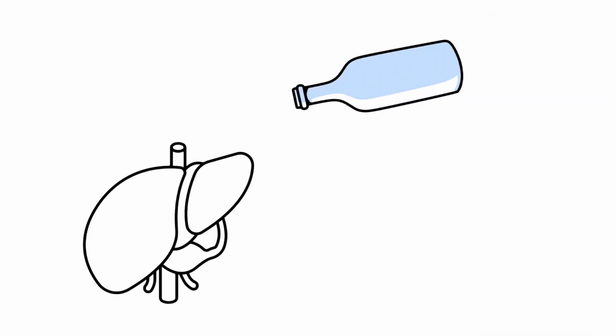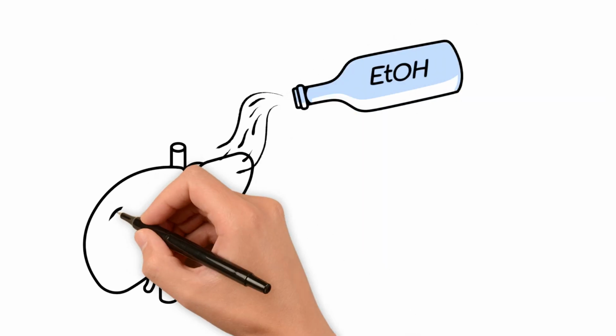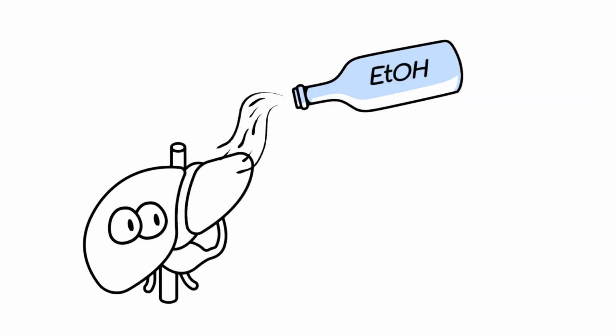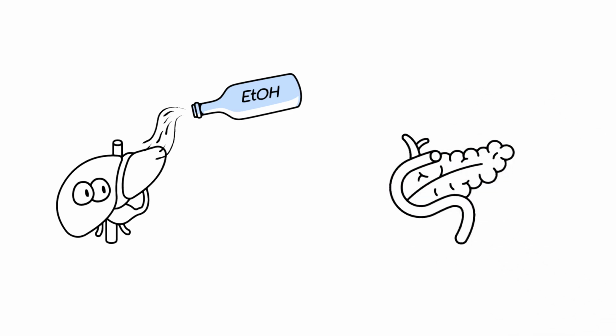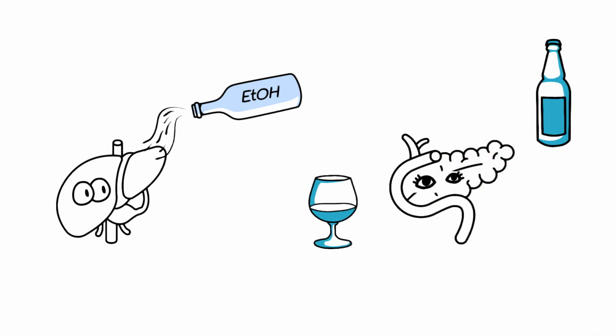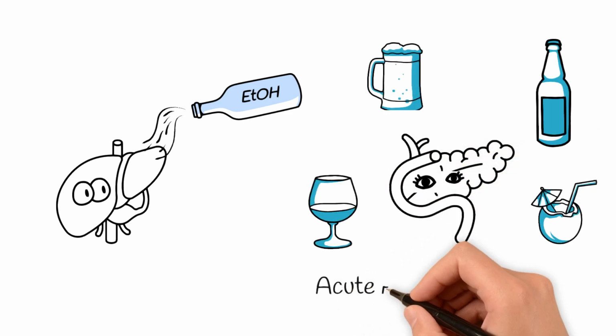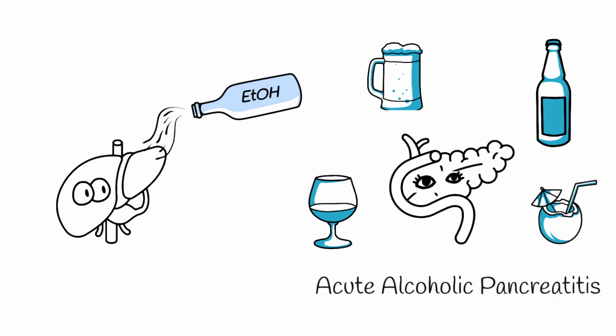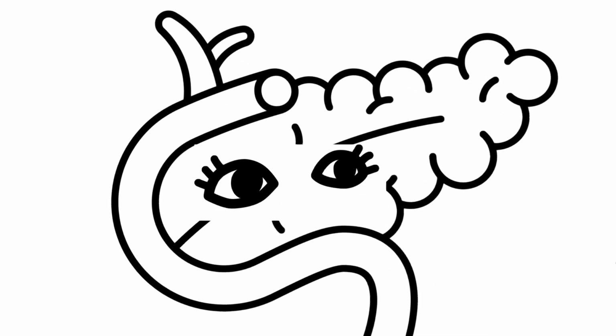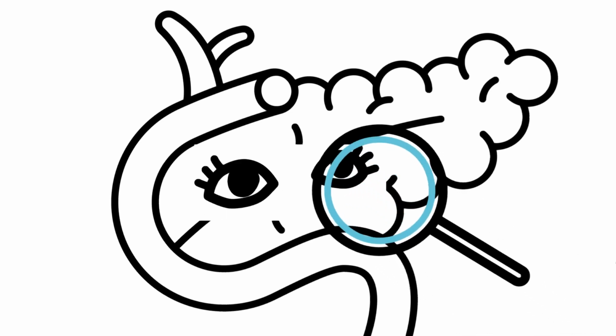Although the liver is the main organ involved in alcohol metabolism, the pancreas is also capable of breaking down ethanol and can suffer from the effects of excessive intake in the form of acute alcoholic pancreatitis. Before we get into the specifics of pancreatitis, let's look briefly at the basic structure and function of the pancreas as a whole.